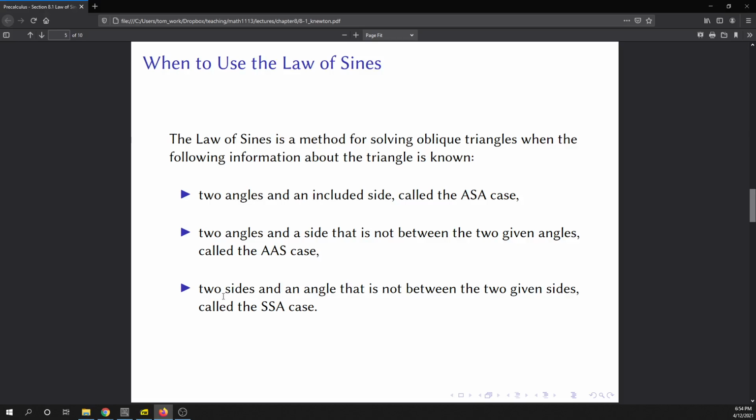The third case is when you're given two sides and an angle. That's the side-side-angle case, where that angle is not in between the two sides. There are some other cases, side-angle-side and side-side-side, that will be used in the next section for the law of cosines, in case you're wondering where those other cases are. So for two angles and the included side, or two angles and a non-included side, and then two sides and a non-included angle, you will use the law of sines. That's an overview of the law of sines, and what I'm going to do is break out examples of each case into separate videos.